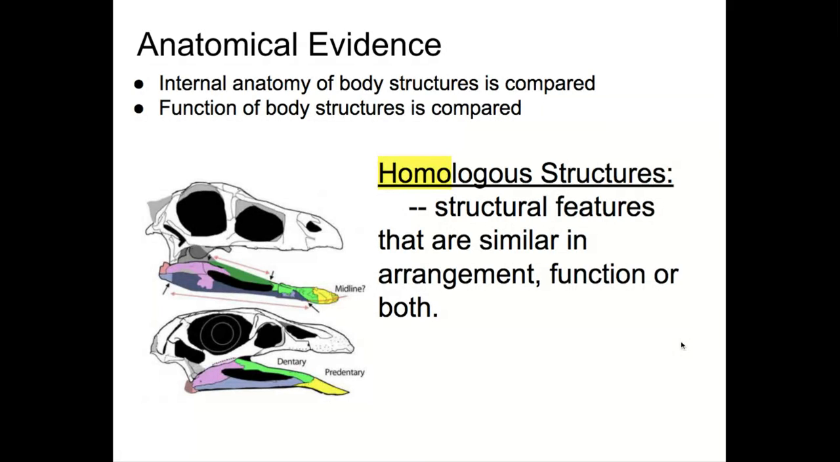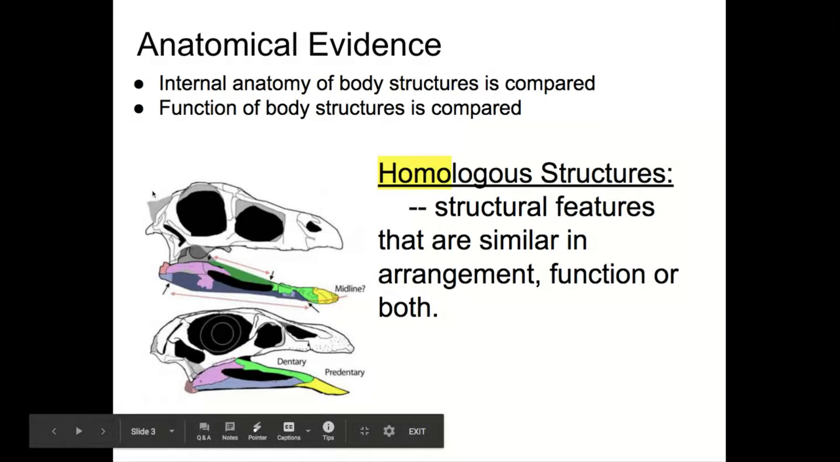And a term that relates to this is homologous structures. I'm going to say it again, that's homologous structures. It has this prefix homo that we learned in genetics that means the same. So homologous structures are structural features in organisms that are similar in arrangement, function, or both.